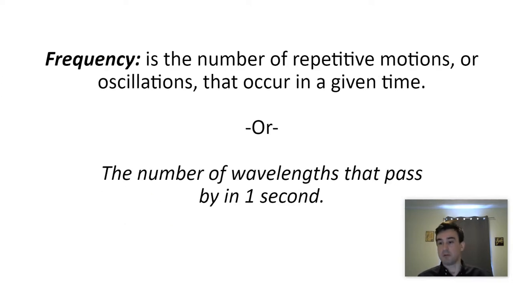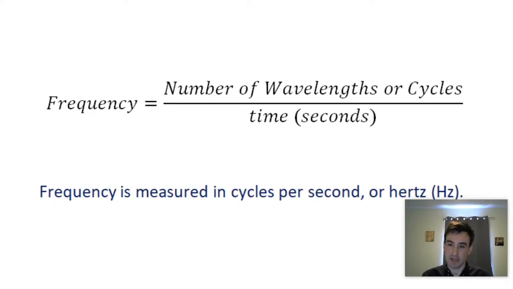The next term that we talked about is frequency. So frequency is the number of repetitive motions or oscillations or cycles that occur in a given amount of time. Or you can think about this as the number of wavelengths that pass by you in 1 second. Now, this is easy to calculate. We just take the number of wavelengths or cycles in your wave and you divide it by the amount of time that's gone by in seconds. So the units of frequency are measured in cycles per second or wavelengths per second. And the units here we use are hertz, Hz for short.